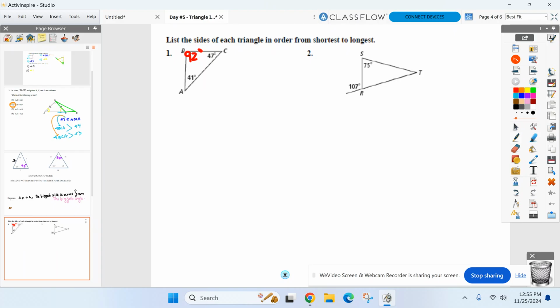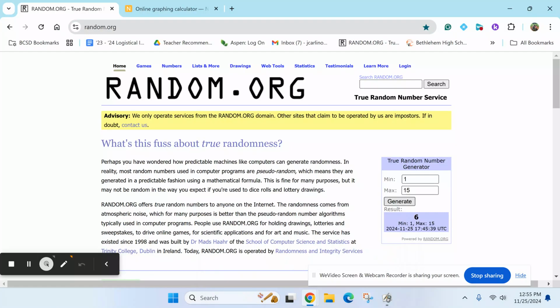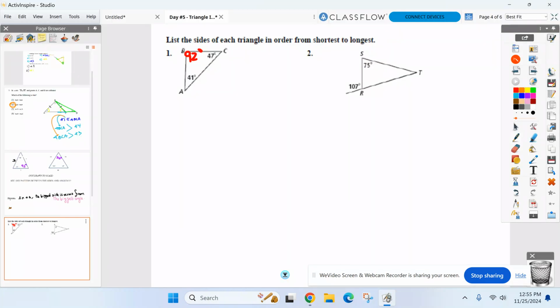Smallest side across from smallest angle. So start with me here. What's the smallest side in that diagram? Where am I going with that one? Noah, come on, redeem yourself. Smallest side. BC. Next smallest side, BA. And then the longest side ends up being CA. There you go. Good ranking.